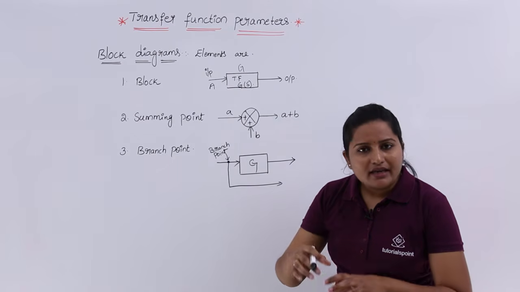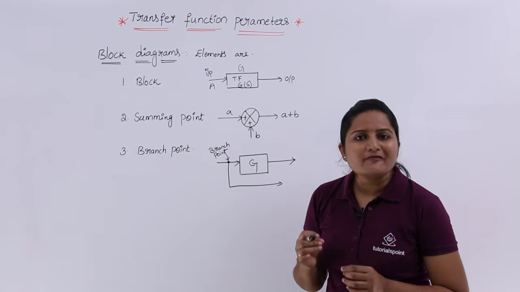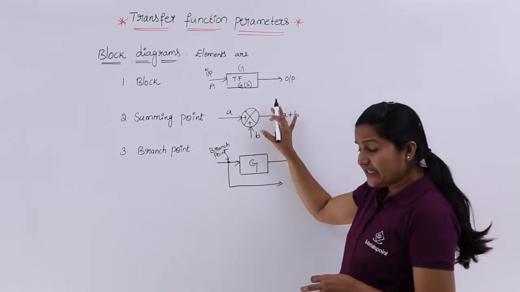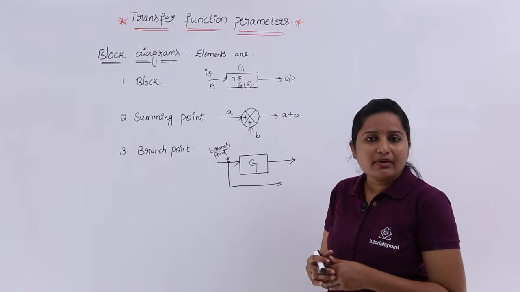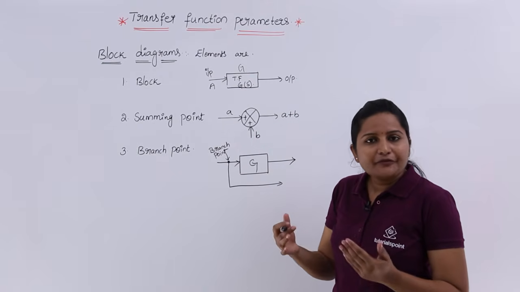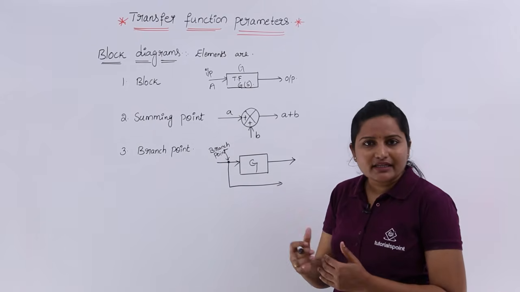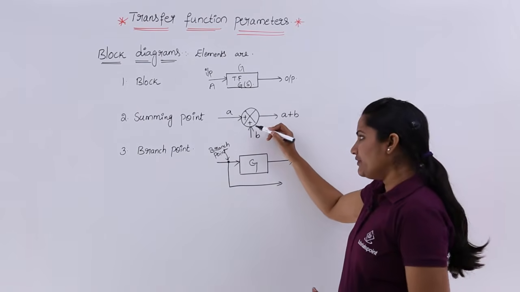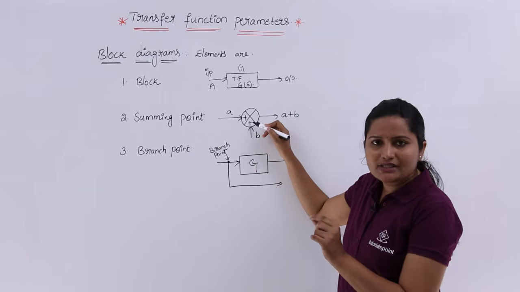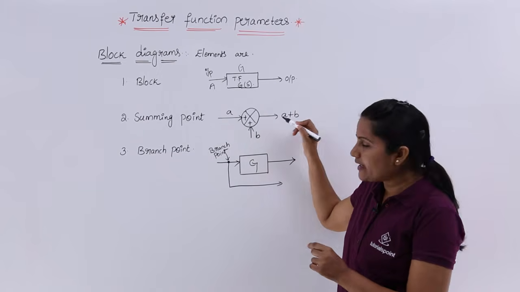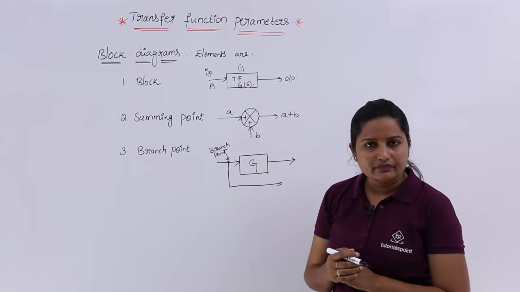Here I am combining my 2 signals by the mode of addition. If you want to combine your signals by the mode of subtraction, then you can take a negative sign here, a minus sign here, and you can write A minus B here.